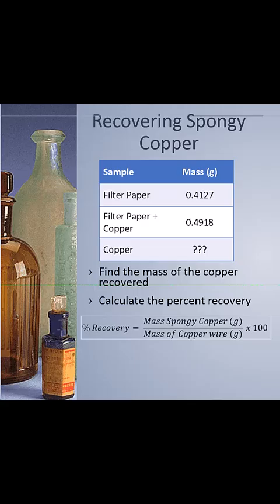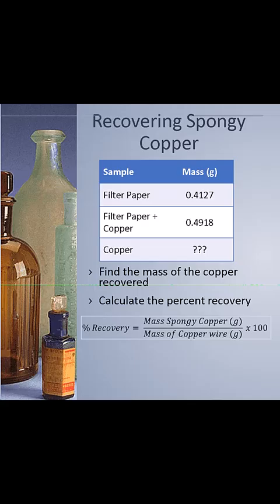And then we need to calculate the percent recovery. So the percent recovery can be found by taking the mass of the spongy copper that you identify above here, and then divide it by the mass of the copper wire at the beginning.